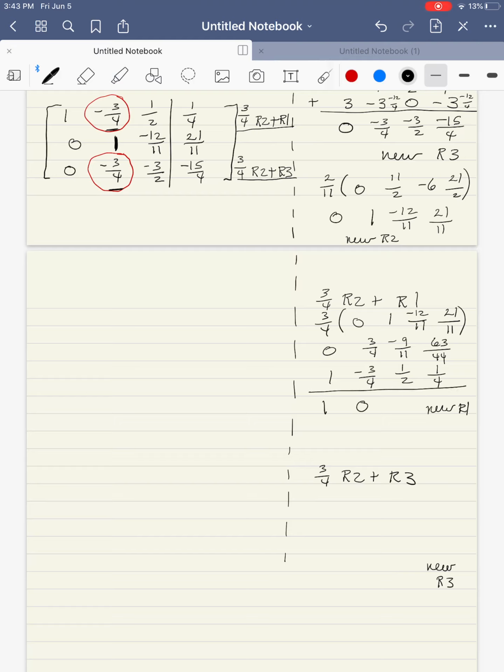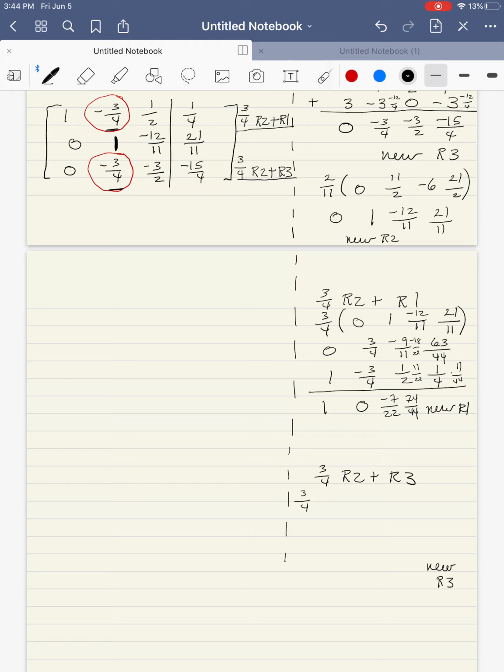And I have 1, 0, which is what I wanted. All right, negative 9/11 plus 1/2. So I'm going to have to get the same common denominator here. So I'm going to have negative 18 over 22 and 11 over 22. And I have negative 7 over 22. And this one, I'll have 11 over 44. So 63 plus 11 is 74 over 44. That's my new row 1.